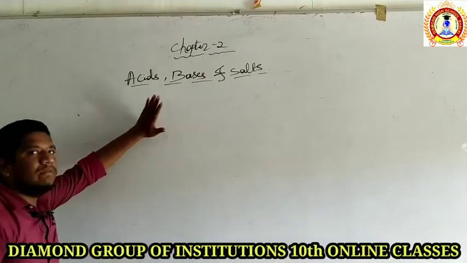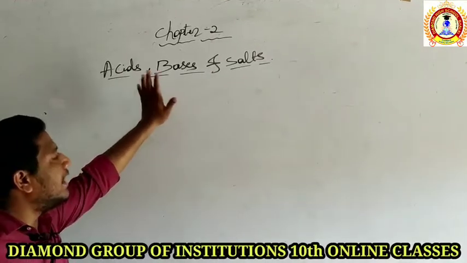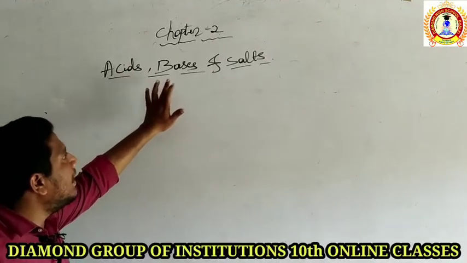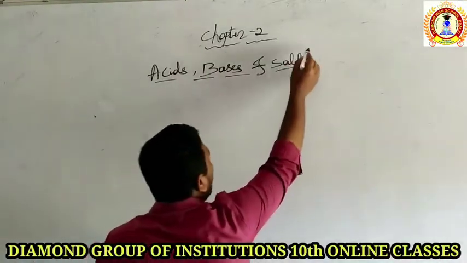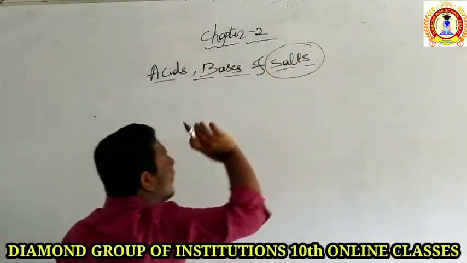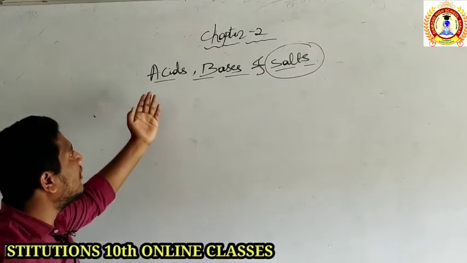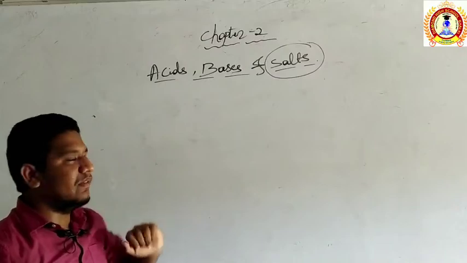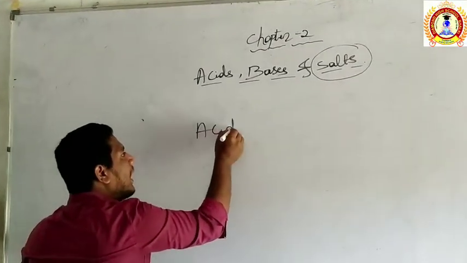So in this chapter we are going to discuss the properties of acids, their reactivities, and bases, and also the salts. I will keep the salts separate because we will discuss them later on. Now we are going to discuss acids and bases, right? So let's discuss what acids are.